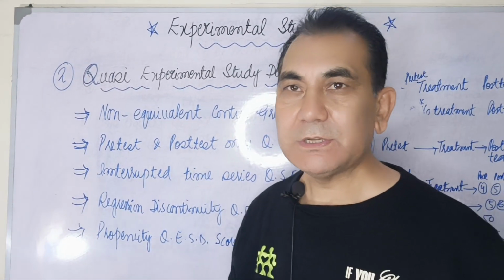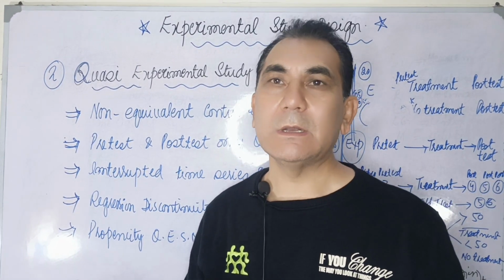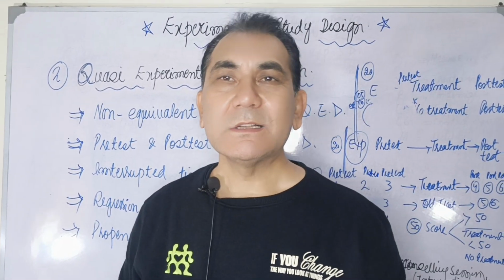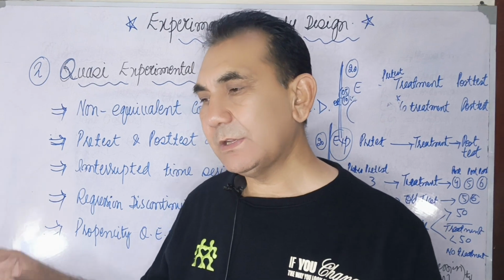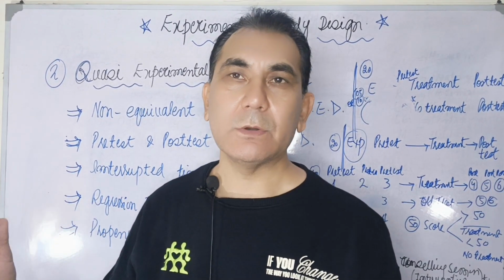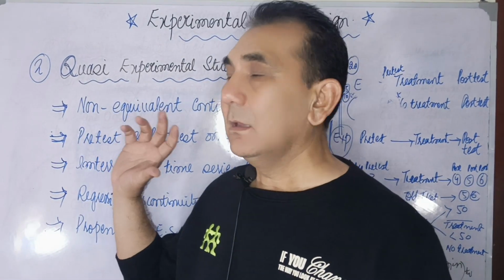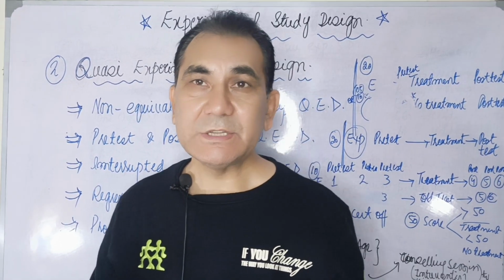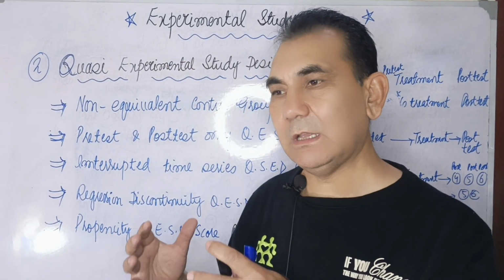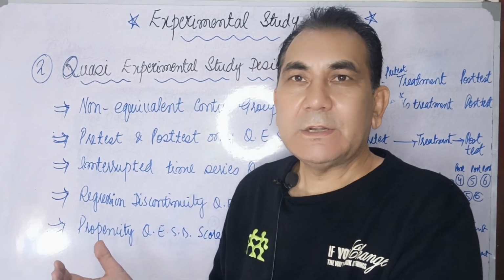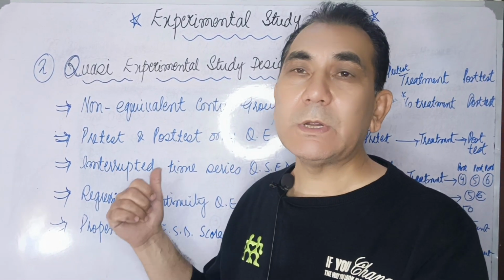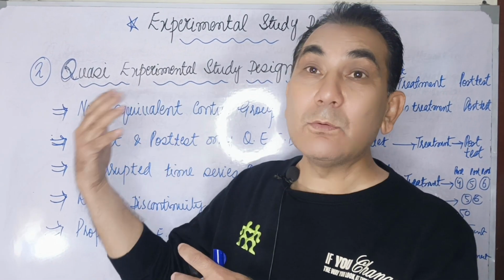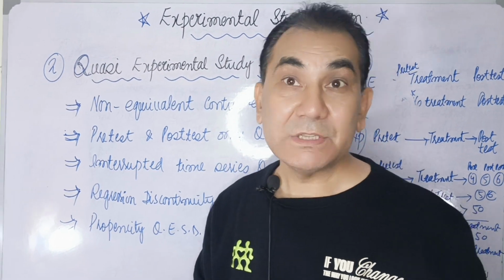So the quasi-experimental study design is a little bit different from the randomized controlled trial. It is a little bit easier compared with the RCT, because in the quasi-experimental study design you have no need of randomization, and for the control group, you can take the minimum number. It would not be equal like in the RCT.